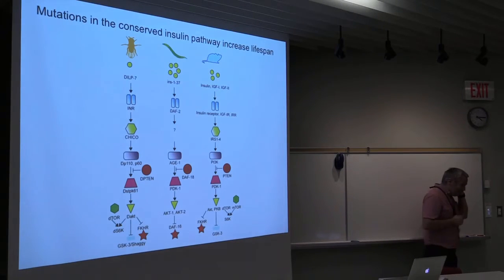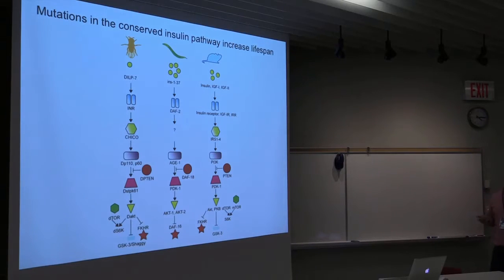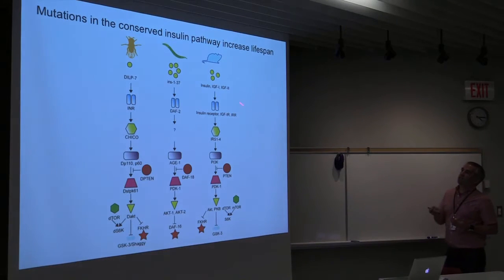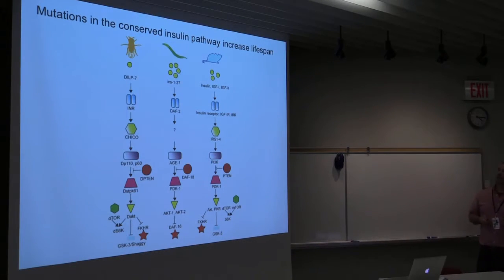So why do we care? I mean, what's the relationship with the worms? Well, it turns out that a lot of mutations that increase lifespan are in this insulin pathway that is conserved among worms and even mammals and flies.